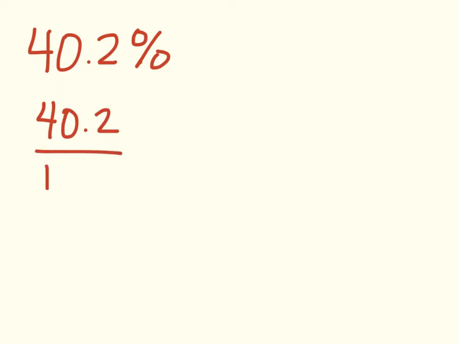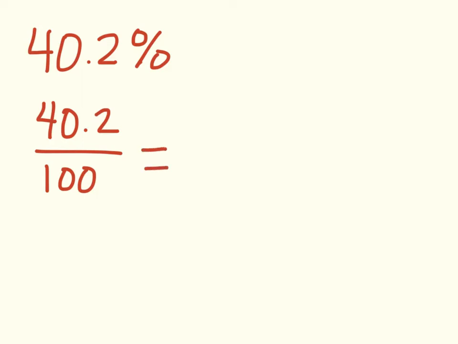Now let's express 40.2% as a fraction. First, we'll express the decimal as a fraction. That would be 40.2 over 100, because percent means per 100, right? Now we want to get rid of that decimal. We don't want a decimal in our fraction.